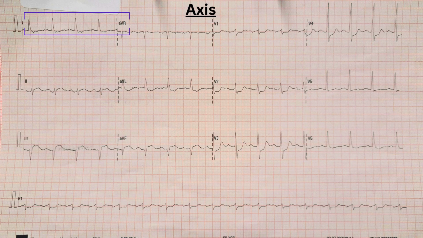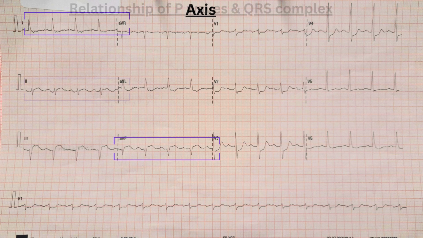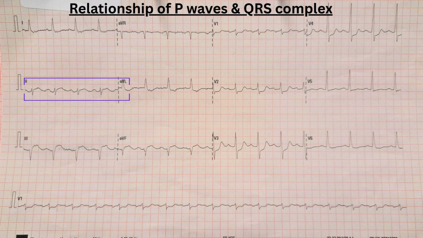The third step is axis. The QRS is positive in lead 1 and negative in aVF, pointing clearly toward left axis deviation. Step 4 is P wave and relationship with QRS complex. Each P wave consistently leads into a QRS complex. The atrioventricular relationship is normal here in this ECG.